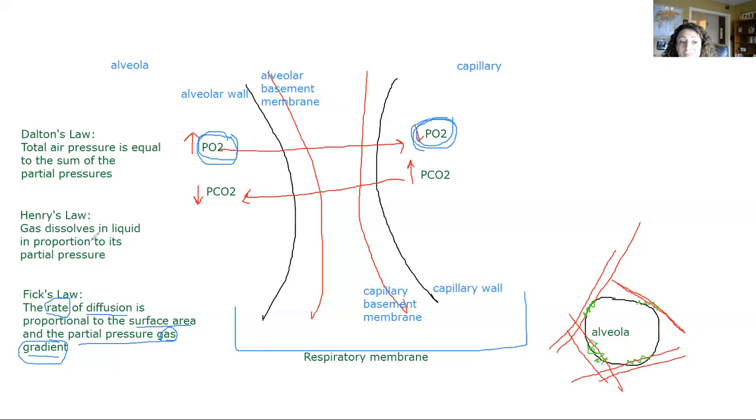Questions on any of those laws? I don't see any hands coming up. No questions?